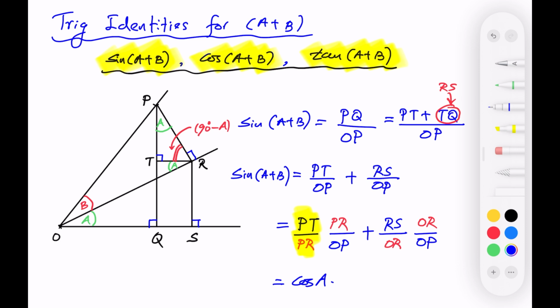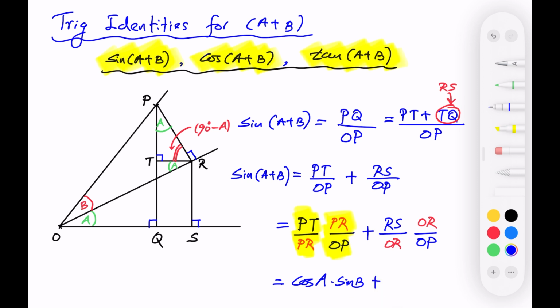Next task is to identify PR over OP. PR is right here. PR divided by OP. That is very straightforward because we know the angle right here is 90 degrees and PR over OP should be equal to sine B. Therefore, this ratio PR over OP, I'm going to write this as sine B. And then I have this plus sign.